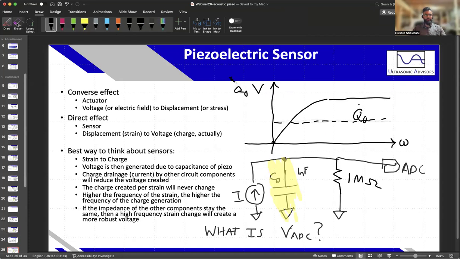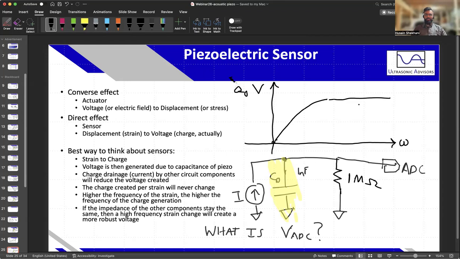I'm going to erase this. Refer to previous slide correction. Therefore, what's going to happen to the voltage is that at low frequency, the charge will not be allowed to develop, because basically all the charge will drain.